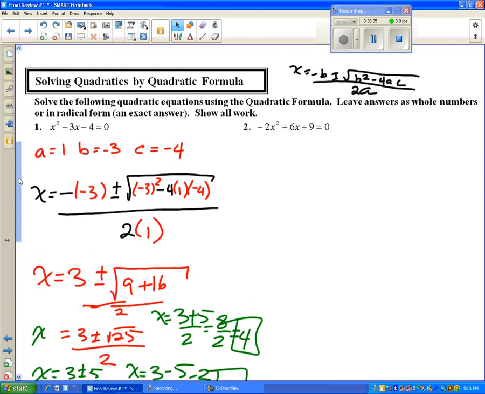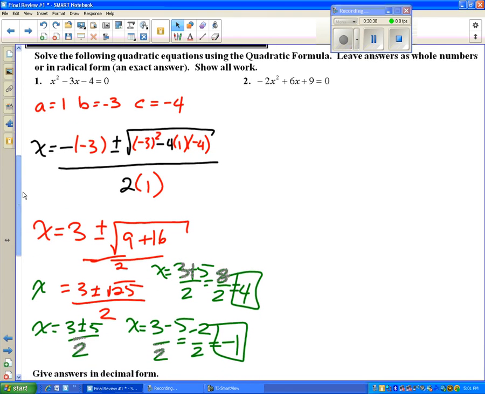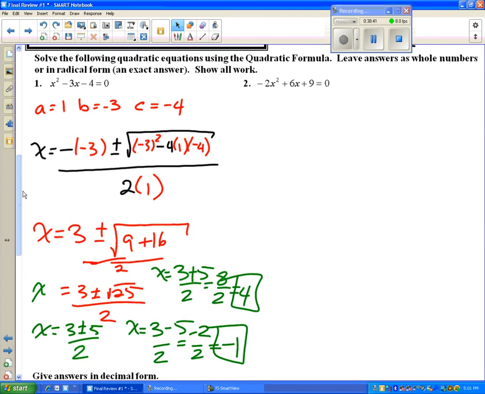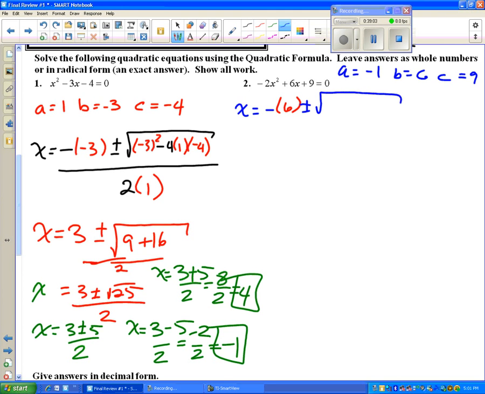Number 2. Now, I could have tried to take out a greatest common factor. There isn't for number 1. There isn't for number 2. So I figure out what A, B, and C are, and I plug it in. X is equal to negative B plus or minus the square root of B squared minus 4 times A times C all over 2 times A.